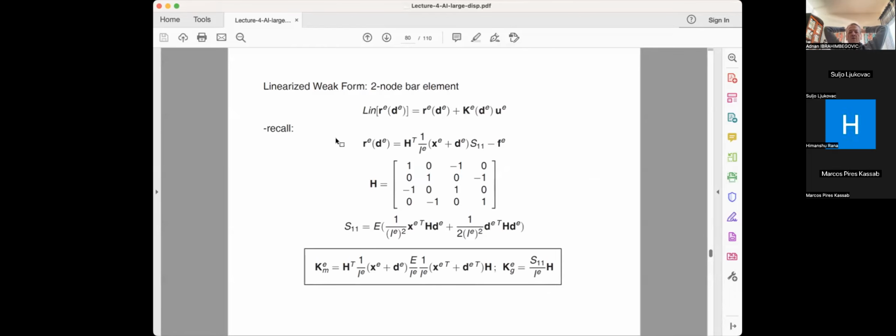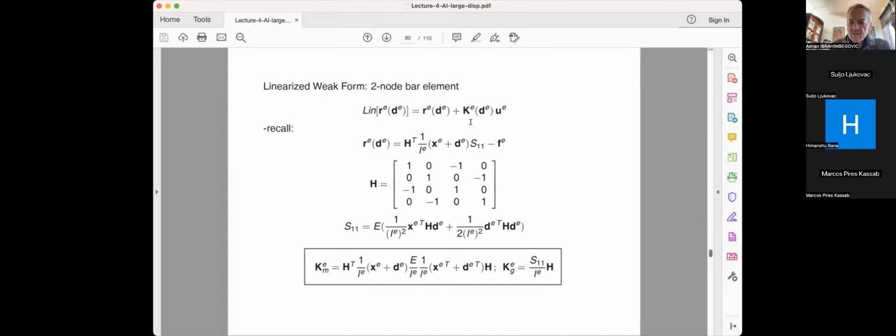If I have a very simple 2-node interpolation, so the one I asked about was 3-node, with 2-node interpolation I'll have the following. I'll have my internal force written as H transpose, where the block matrix H is 2 by 2 unit, minus 2 by 2 unit, times 1 over LE, LE being the length of the real element, XE plus DE, XE being the coordinates and DE being the nodal values of the displacement, times S11. S11 is equal to Young's modulus times the quadratic form in displacement nodal values: 1 over LE squared, XE transpose H DE, plus 1 over 2 LE squared, D transpose H DE.